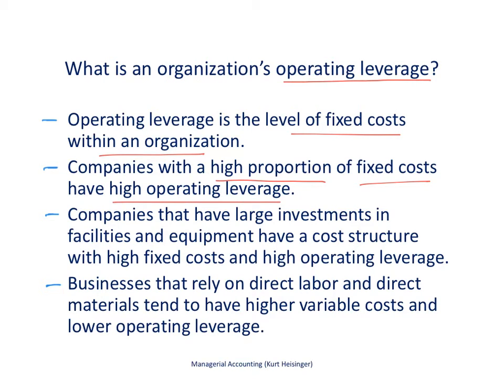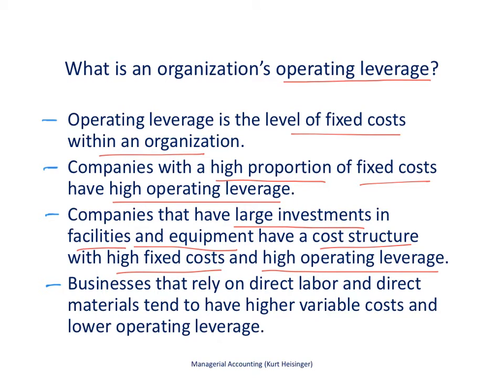An example of that would be companies that have large investments, let's say, in facilities and equipment. I always think of manufacturing. Think of an automobile manufacturer and all of the robotic equipment that they have, along with the building, all of those large investments. Those types of companies have a cost structure with high fixed costs, and therefore high operating leverage. So the fixed cost would be the building and the robotic equipment that I just mentioned. The company might be producing 1,000 cars a month or maybe 5,000 cars a month. It doesn't matter. The cost of the facilities and equipment will be the same. So those are the fixed costs, and that would be a company that has high operating leverage.